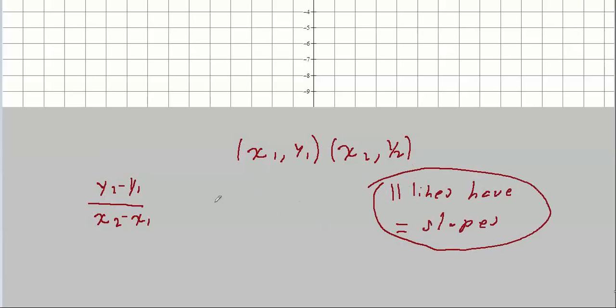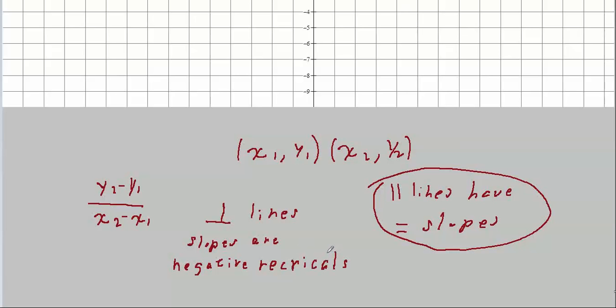What else? Well, perpendicular lines, their slopes, hard to write in shorthand, I'll just say that their slopes are negative reciprocals. Oh, that sounds like a big deal, doesn't it? Negative reciprocal. Negative reciprocals. What is that?